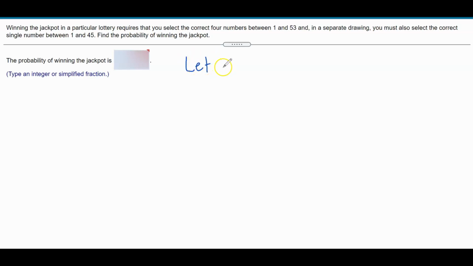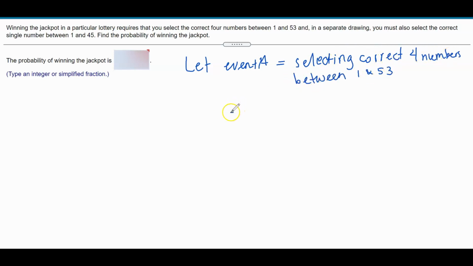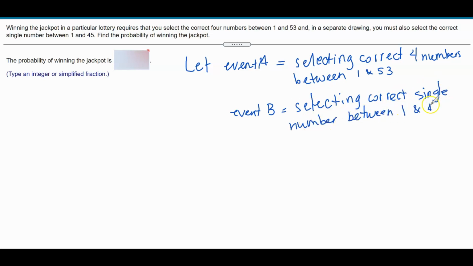Let event A be selecting the correct 4 numbers between 1 and 53. And event B will be selecting the correct single number between 1 and 45. So we are looking for the probability of event A and event B occurring at the same time. And it refers to the multiplication rule. We will need to find the probability of event A times the probability of event B.